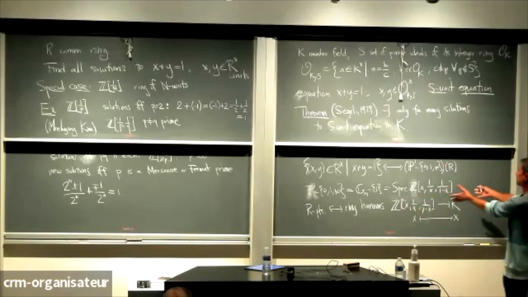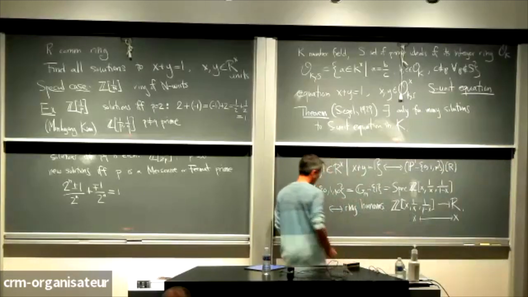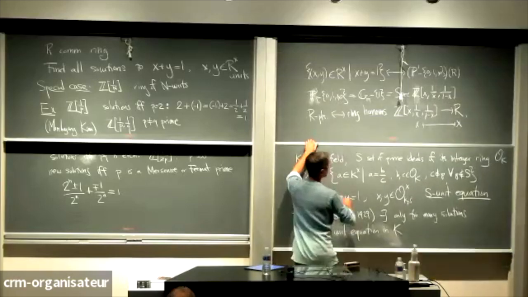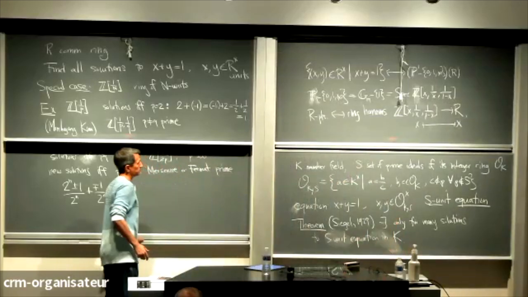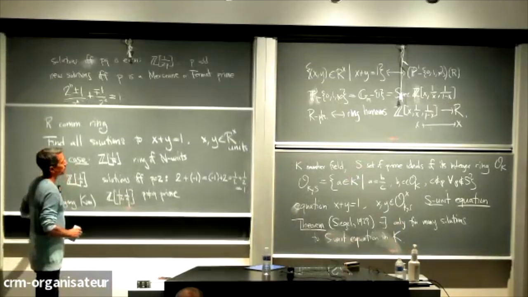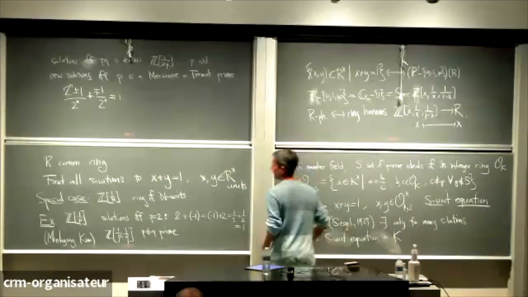Okay, so you could try classifying all ring homomorphisms. I'm not going to do this, but this is actually why Mignon would be interested. Okay, but it's through this correspondence that Siegel was able to prove this theorem.